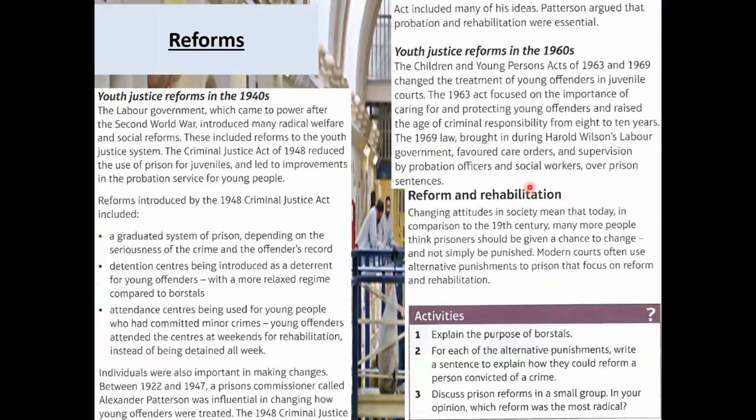So what reforms took place? Have a read through the text, these two stacks of text here, and look at how essentially youth justice changed and reformed, firstly in the 1940s, then the 1960s, and then how there was a focus on rehabilitation. Now, I want to highlight up here. This is a keyword, reform. These are both keywords. If you don't know what reform and rehabilitation mean now, you need to get your head around them. Go away, look these up, make sure you know what these words mean, okay? Have a read through these two blocks of text and complete these activities down here.